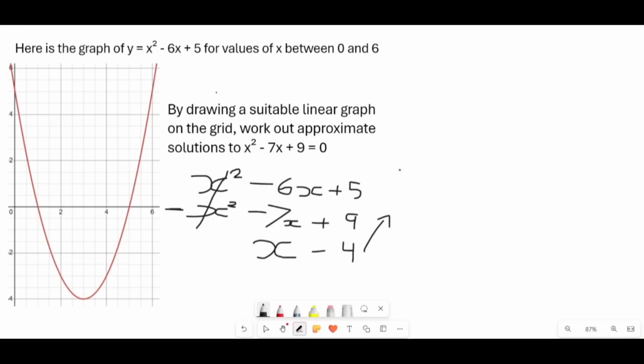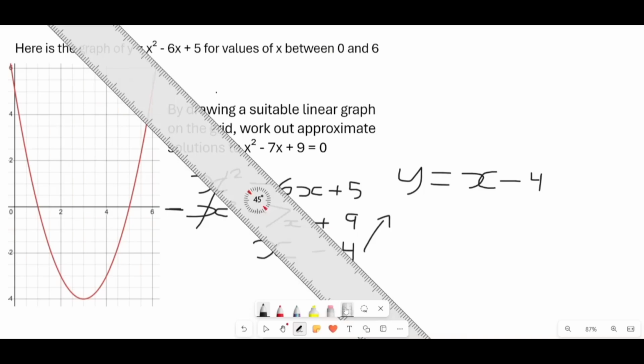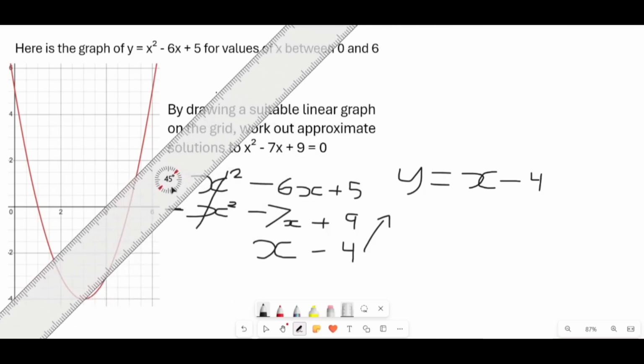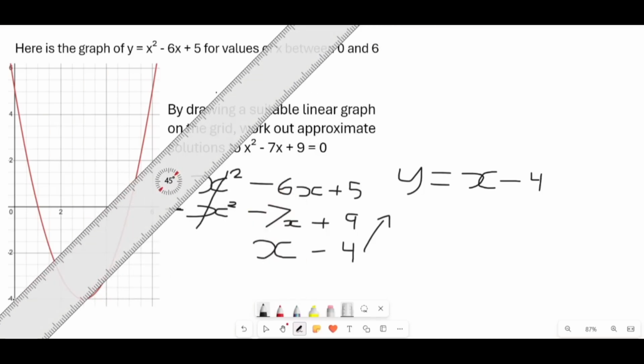So because we come out of that, we know that our line is going to be y equals x minus 4. Remember it did say a linear graph, so it's just going to be a straight line. So now you get to watch me have fun trying to figure out how to line this up. Alright, so now that we've got it like this, we're just going to draw our straight line like that.